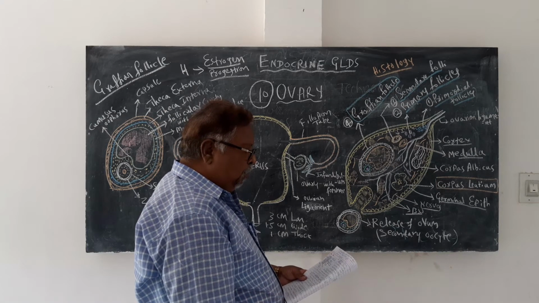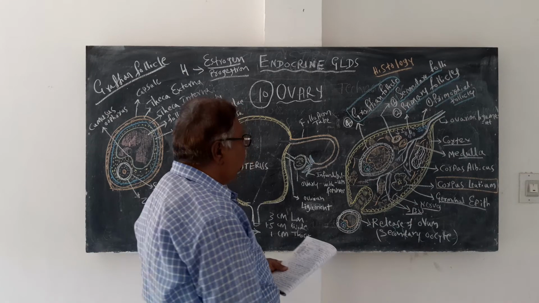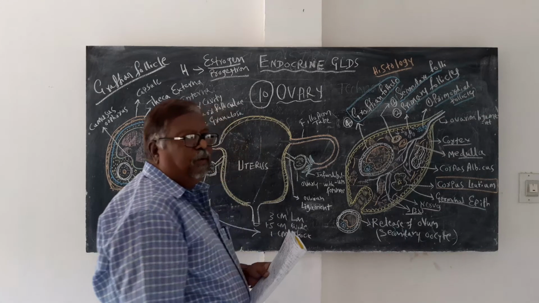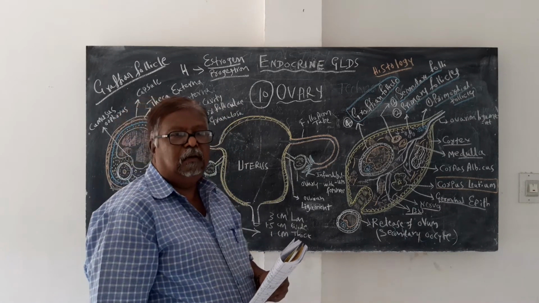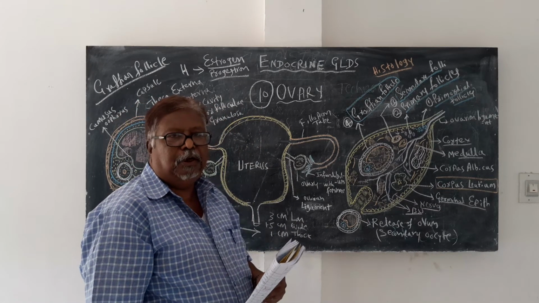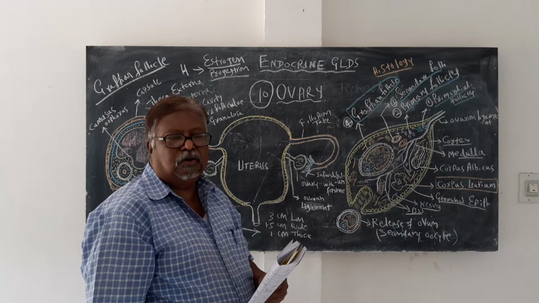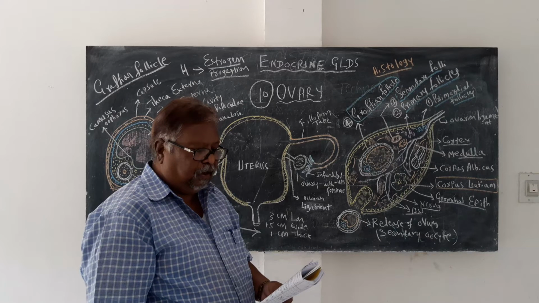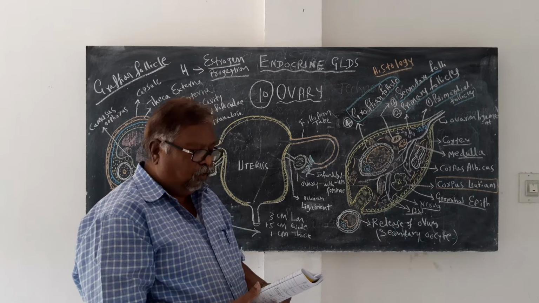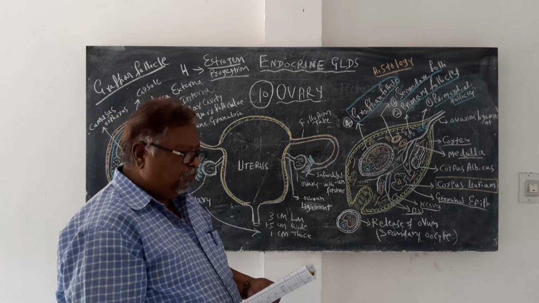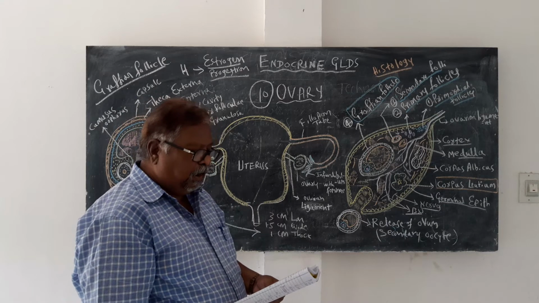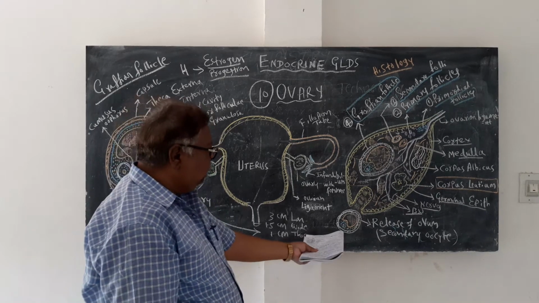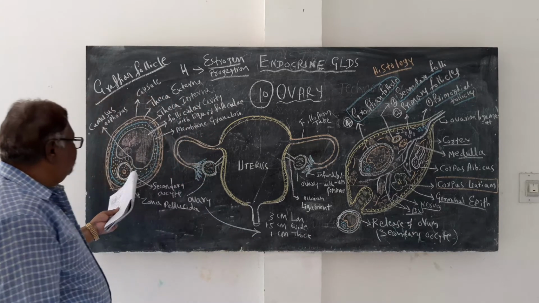Coming to the mature ovarian follicle, that is called the Graafian follicle, the fourth one, which is the matured one, fully developed, ready to release. Matured follicle is also called Graafian follicle. It is surrounded by a capsule with two layers. Here I have given the figure.